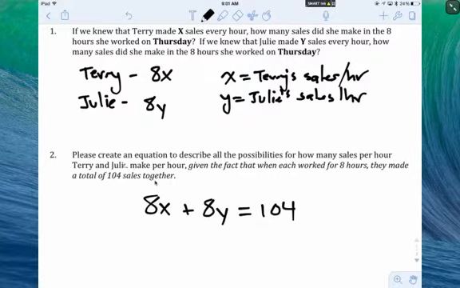Okay, well, we've now just created one equation relating these two unknown quantities, these two unknown variables, how many sales per hour Terry makes and how many sales per hour Julie makes. Phenomenal. If we can make one more equation, we're going to be ready to rock.